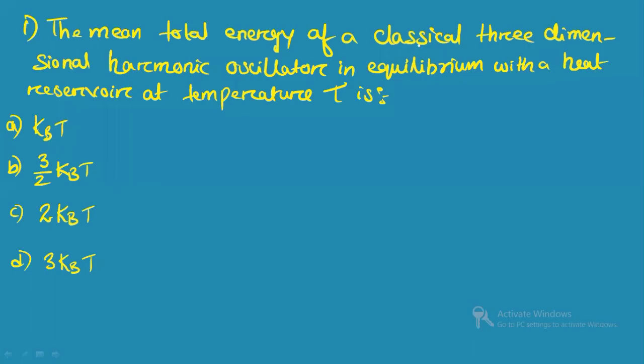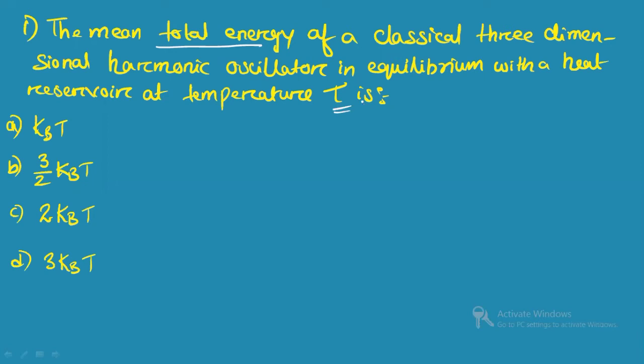Now let's see some problems. Okay. So the first question is what? The mean total energy of a classical three-dimensional harmonic oscillator in equilibrium with a heat reservoir at temperature T is. So you have to say what is the mean total energy for a three-dimensional harmonic oscillator, which is in equilibrium with a reservoir whose temperature is T.